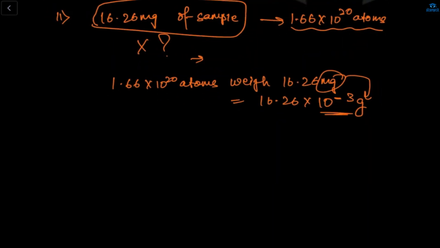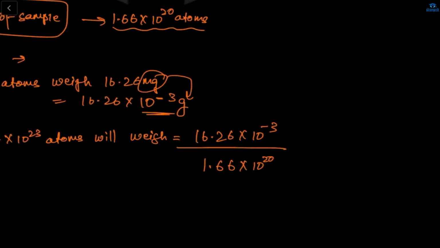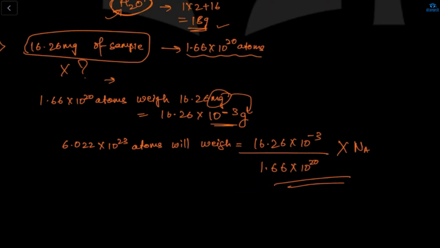Now what we will do, this is my Avogadro number. So this much atoms will weigh how much? 16.26 into 10 to the power minus 3 upon 1.66 into 10 to the power 20 into your Avogadro's number, into Na. Okay?